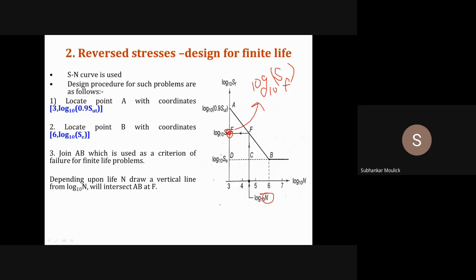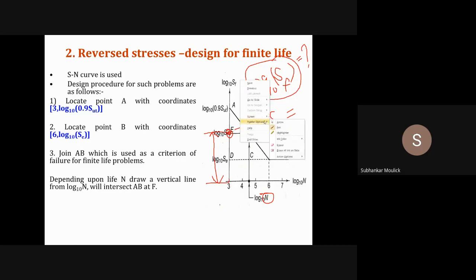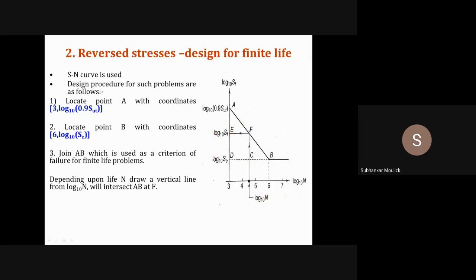Now, if I can calculate this particular length on the y-axis somehow, then this length is nothing but log base 10 of SF. Say log base 10 of SF comes out to be something. Then the fatigue strength SF will be the anti-log base 10 of that value, and I will get the answer. So how can I find out this distance? You can find it out with the help of similar triangles.